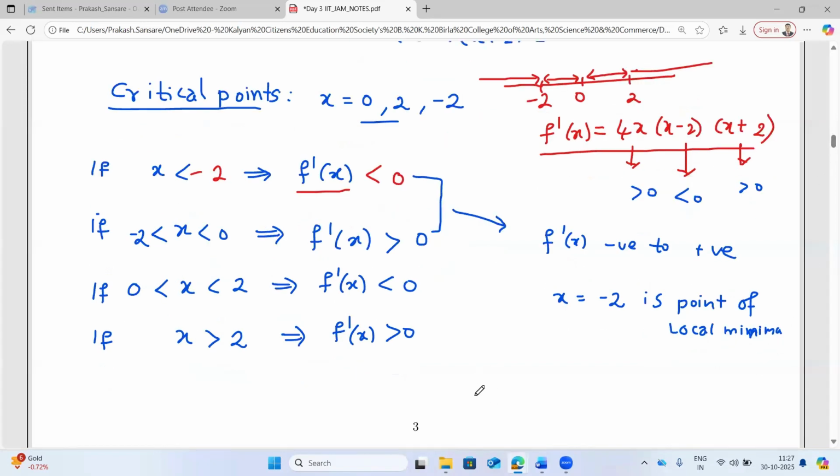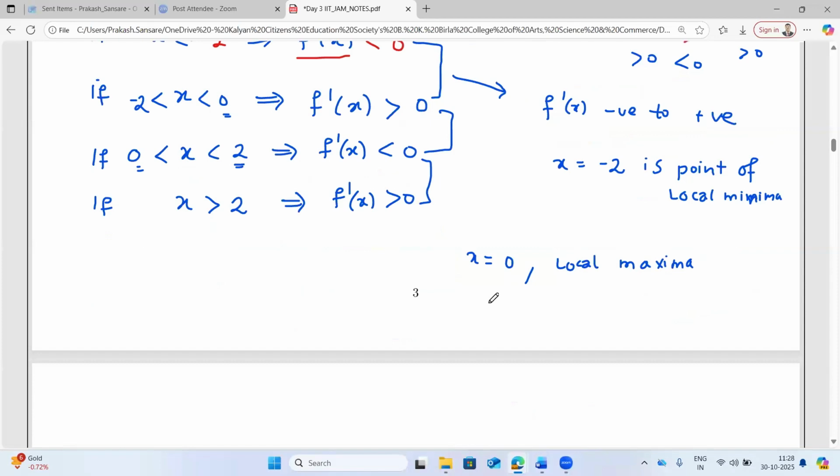Now x is equal to 0. At x is equal to 0, you can see that the sign goes from positive to negative. So is it a local maxima or minima here? x is equal to 0 is a maxima. Very good. Excellent. Now at x is equal to 2, it goes from negative to positive. What is the conclusion? x is equal to 2 is a local minimum. Very good.